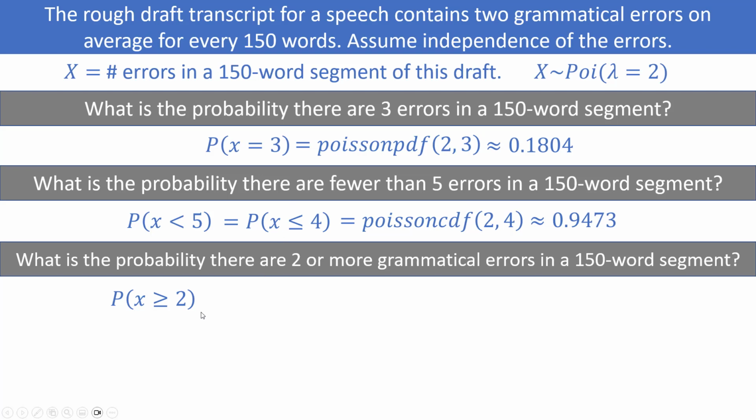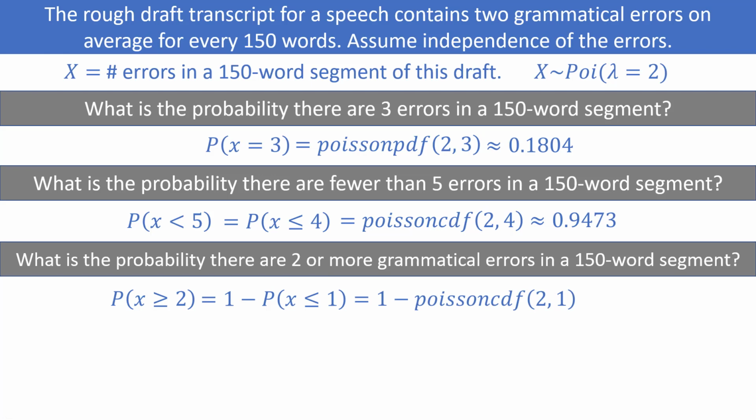Therefore, we're going to have to use the complement rule to change this into a less than or equal to probability. The probability that x is greater than or equal to 2 is the same thing as 1 minus the probability that x is less than or equal to 1. The complement of greater than or equal to 2 is less than or equal to 1. Therefore, we can use 1 minus Poisson CDF with 1 plugged in.